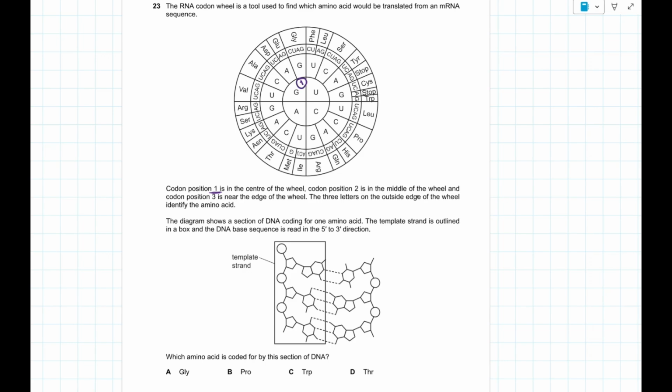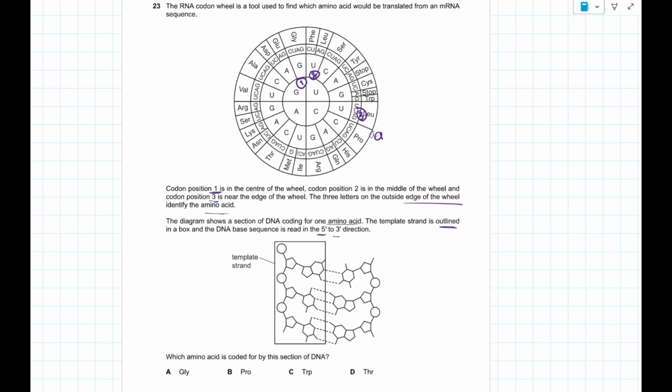Codon position 2 is in the middle of the wheel, and codon position 3 is near the edge of the wheel. So here, the 3 letters on the outside of the edge of the wheel identify the amino acid. The diagram shows a section of DNA coding for one amino acid. The template strand is outlined in a box and the DNA base sequence is read from the 5' to 3' direction.